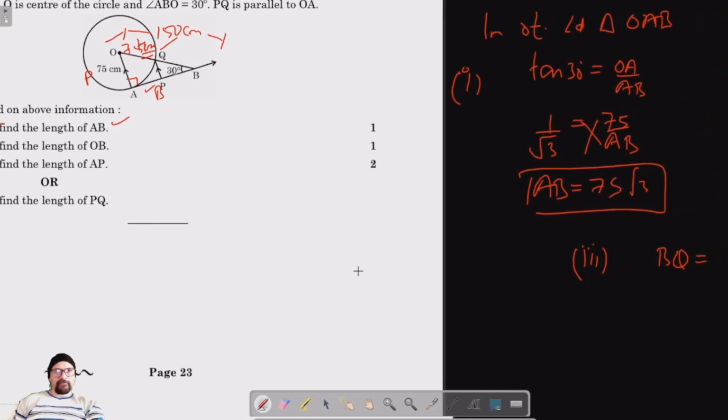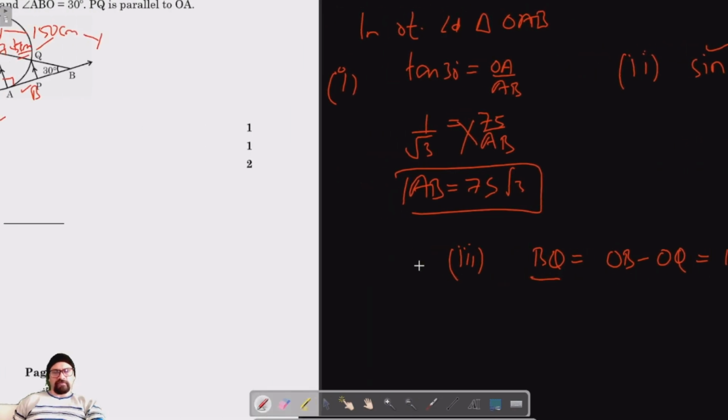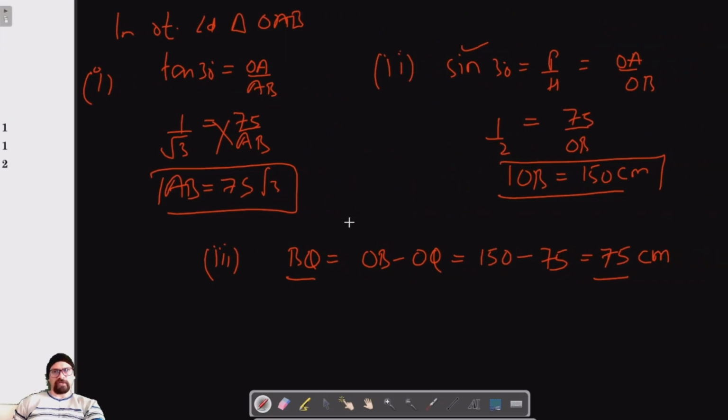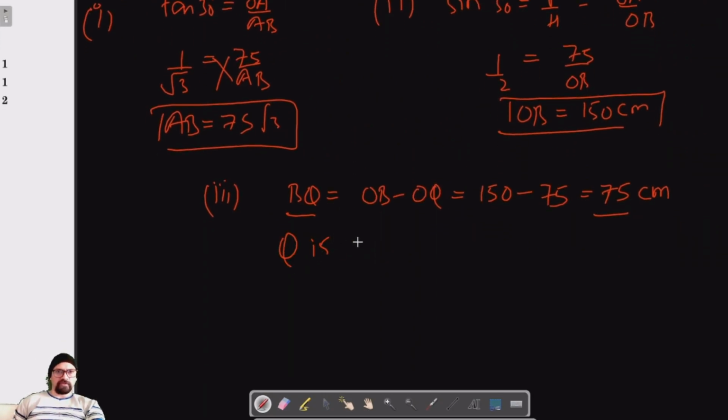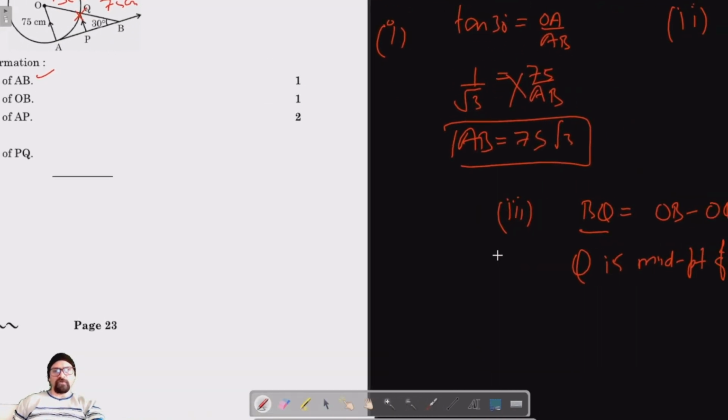Okay, now if BQ is also 75, so these both are 75. Let me just erase this. So finally, we have got that OQ is 75 and BQ is also 75. So that means Q is the midpoint of OB.